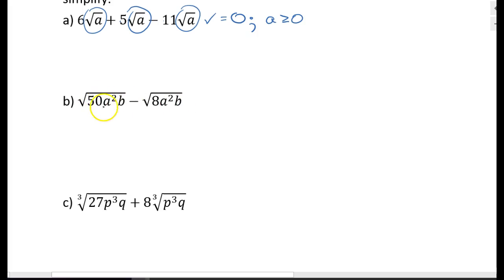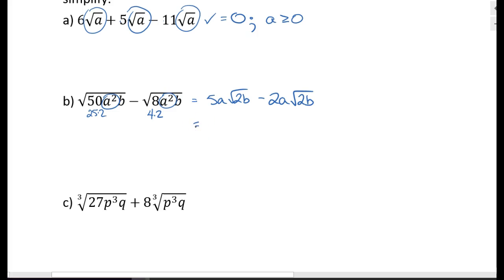Looking at the next example, because we don't have that similar radical to start with, we've got some similarities, that a squared times b. We've got values in there as well. So we want to simplify this further. So 50 is actually 25 times 2, and 8 is 4 times 2. So I'm going to break that out. A squared is also a perfect square, so I'm going to take that out of my radical as well. So I've got 5a, then the square root of 2b, minus 2a, and the square root of 2b.